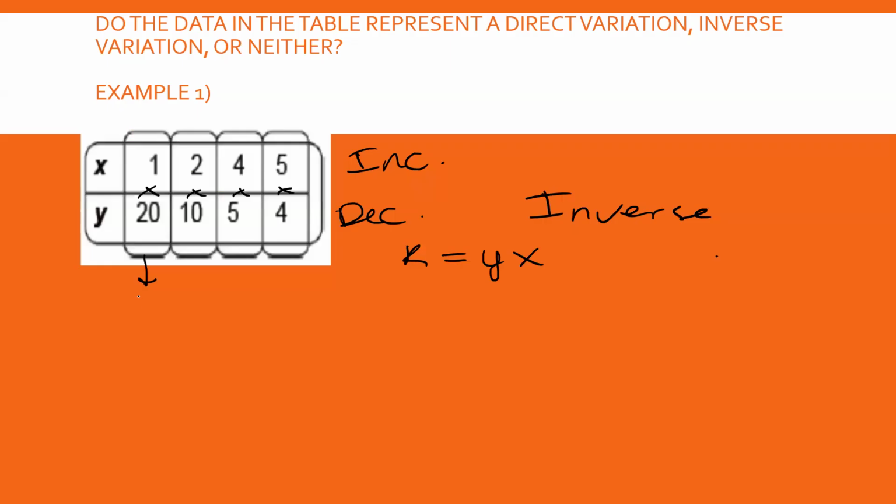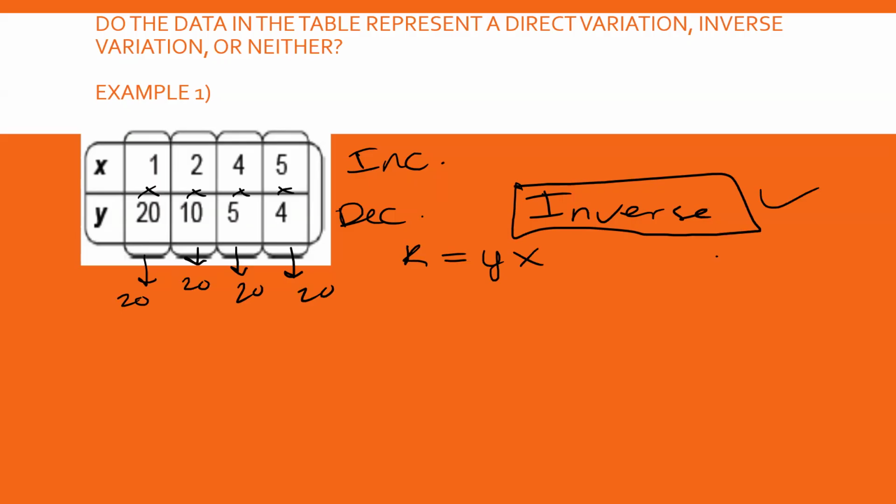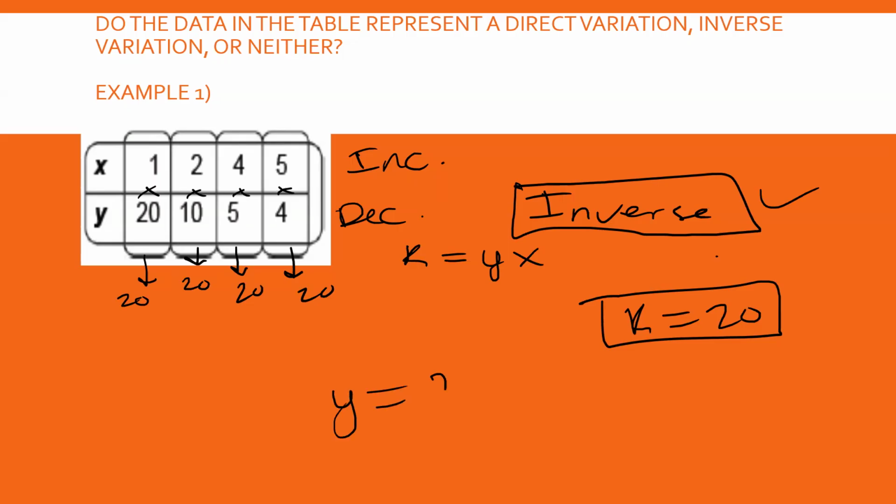20 times 1, what does that give us? 20. 2 times 10 gives us? 4 times 5 gives us? And 5 times 4 gives us? Are they all the same? Yes, so therefore it is inverse variation. So yes, it is an inverse variation, check, with the k value of 20, which means that the equation that would best model this would be y equals 20 divided by x.